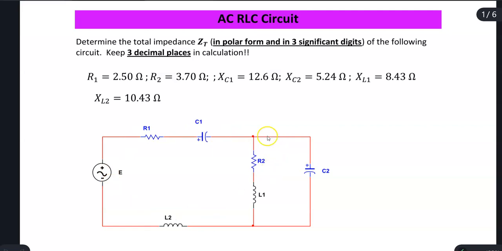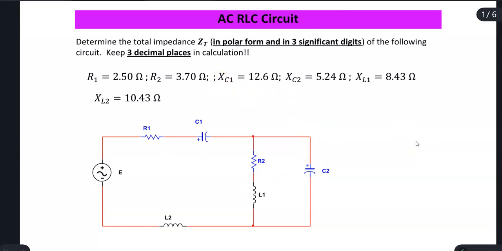So if you take a look at this AC RLC circuit, we have the connection of R1, R2, resistor 1, resistor 2, a capacitor 1, a capacitor 2, an inductor 1, and an inductor 2. They are connected like this, and we need to calculate the total impedance.